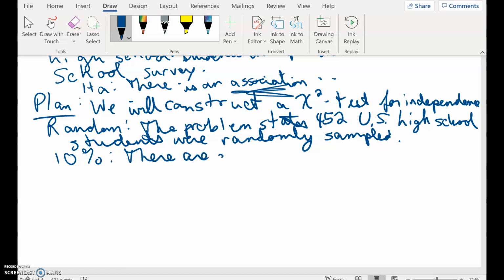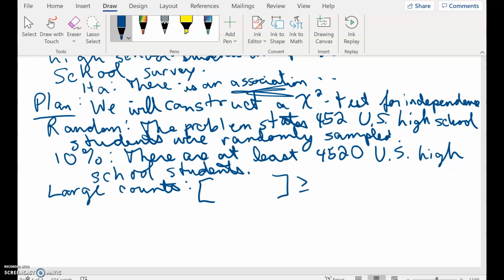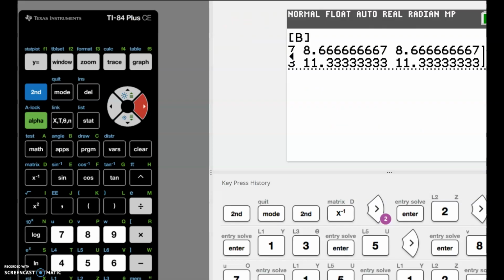There are at least 4,520 U.S. high school students. Large counts. These are all at least 5. Let me show you how to enter this when there's already something there, because I haven't done that yet.